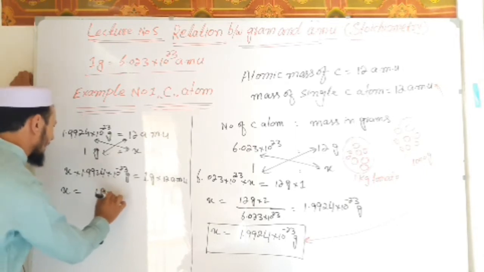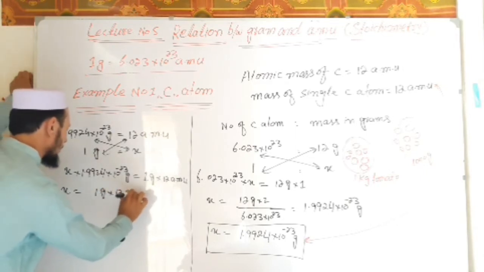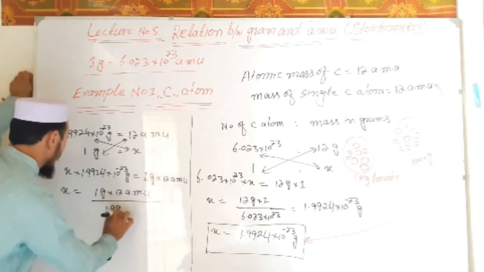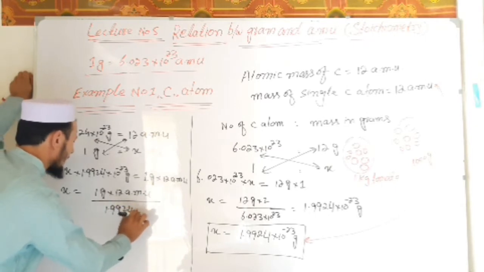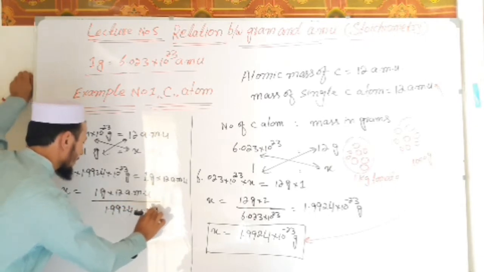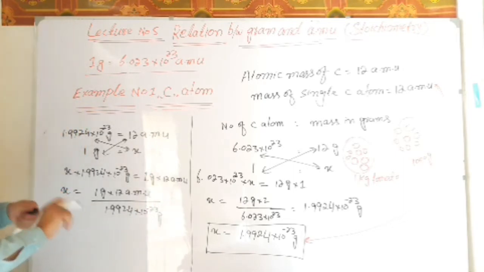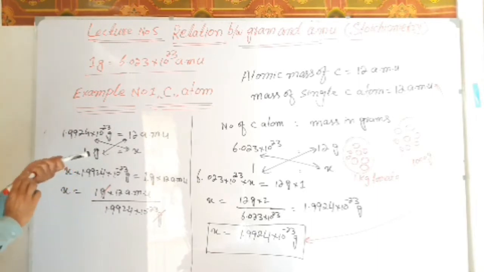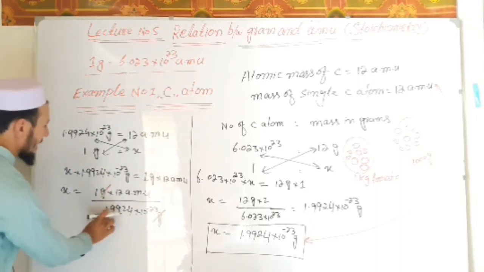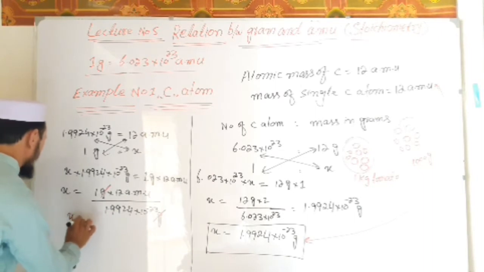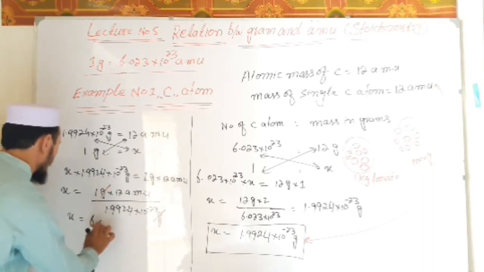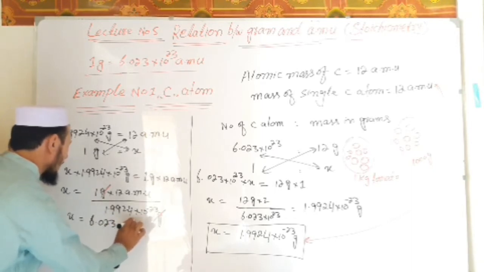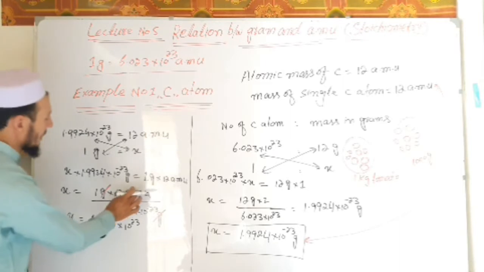So we want to calculate x, therefore x will become equal to 1 gram multiplied by 12 a.m.u divided by 1.9924 multiplied by 10 raised to the power of minus 23 gram. So dear students, gram will be cancelled with the gram, and 12 divided by this, it will give x is equal to 6.023 multiplied by 10 raised to the power of 23, and the unit will be a.m.u.